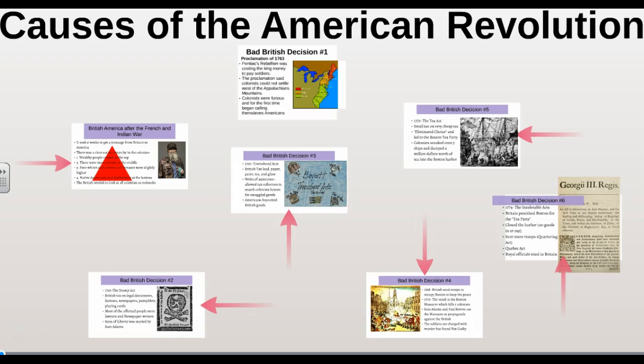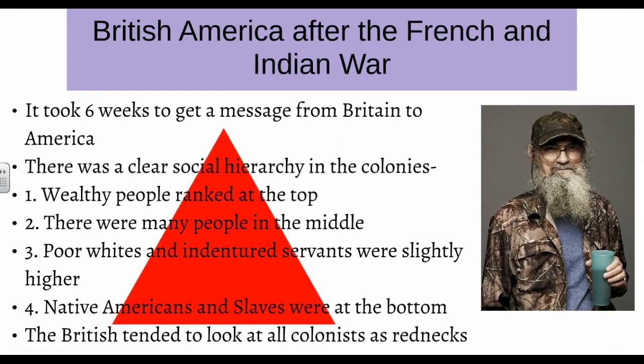So the first thing we need to do is talk about what life was like in the Americas after the French and Indian War. And we'll look specifically at some of the people that lived in the British colonies, and they formed something called a social hierarchy. And so you see here that I have a triangle on this slide to give you an idea of the percentages of people.